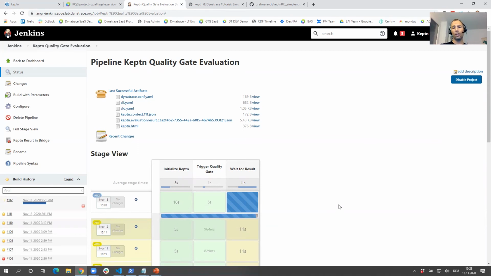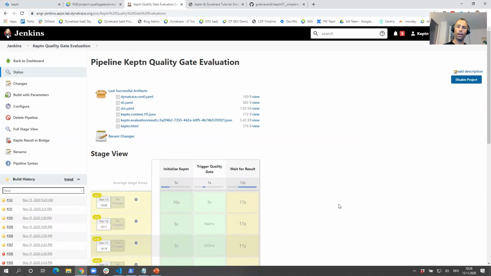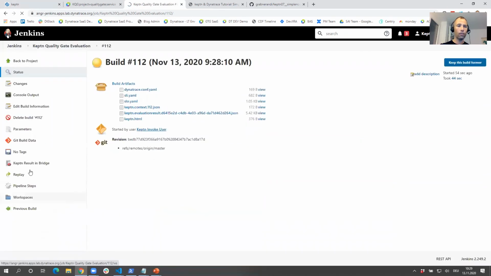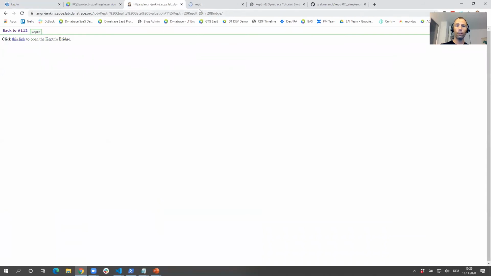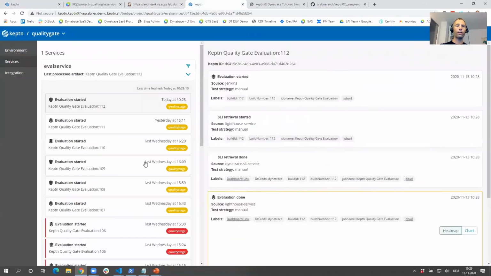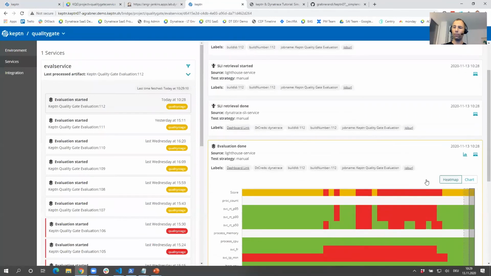The great thing is you can integrate this with any type of tooling. We have an API. We also have a CLI for that. So now it came back and it says unstable. So if we look at this now and we see Keptn results in Bridge, we can open up the direct link, and now we can see what actually happened.